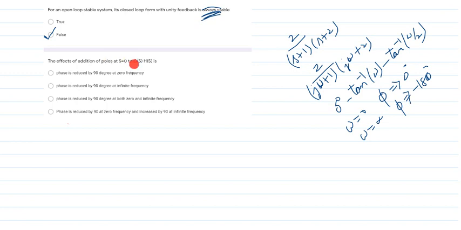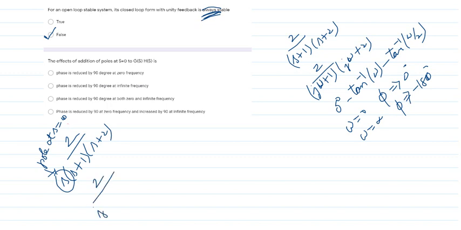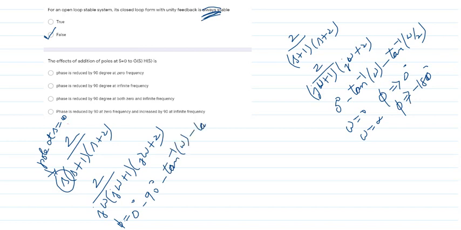I am going to add a pole. If you are going to add a pole, what happens? Now the problem becomes 2 into 1 by s(s+1)(s+2). So this is the pole at s equal to 0, the origin. The frequency response is jω(jω+1)(jω+2). For 2 the phase angle is 0. For jω it is minus 90. For the next term it is tan inverse of ω, and for the next term tan inverse of ω by 2.